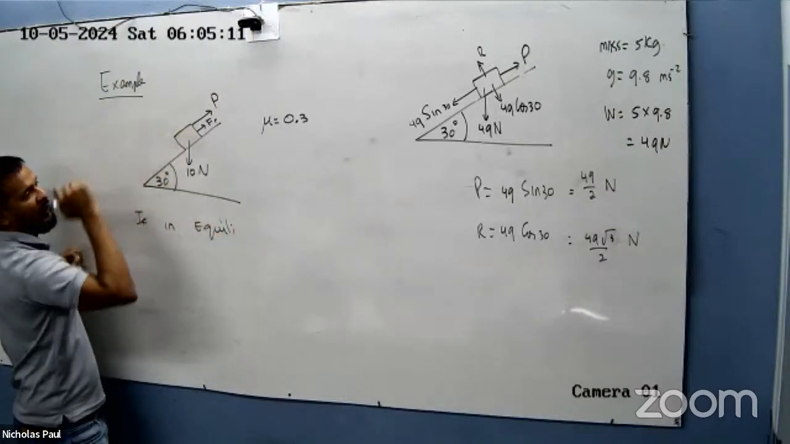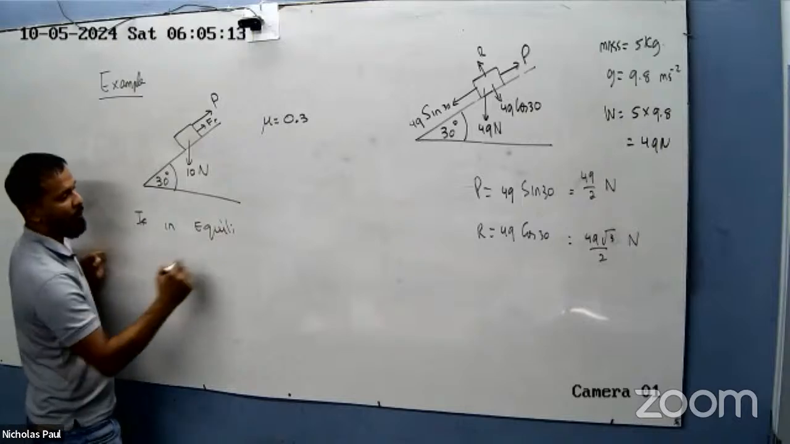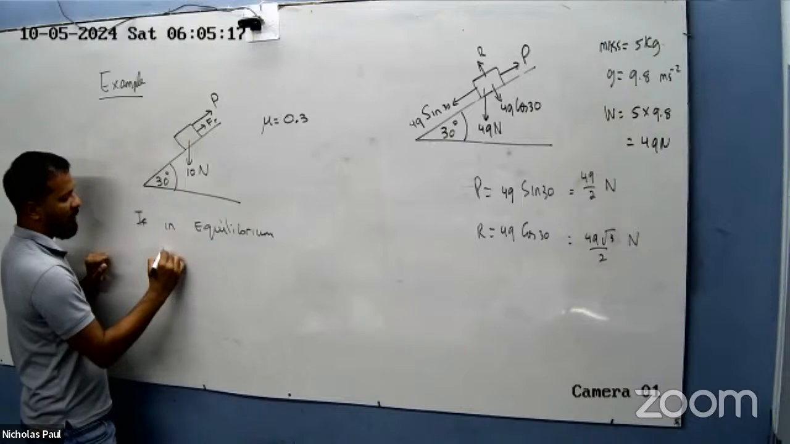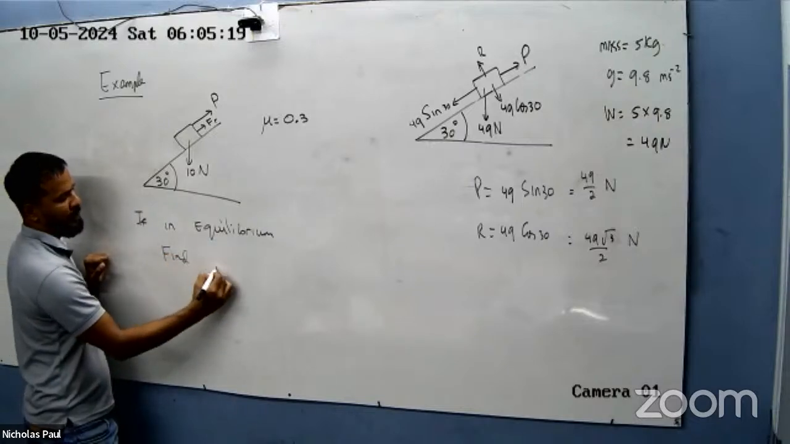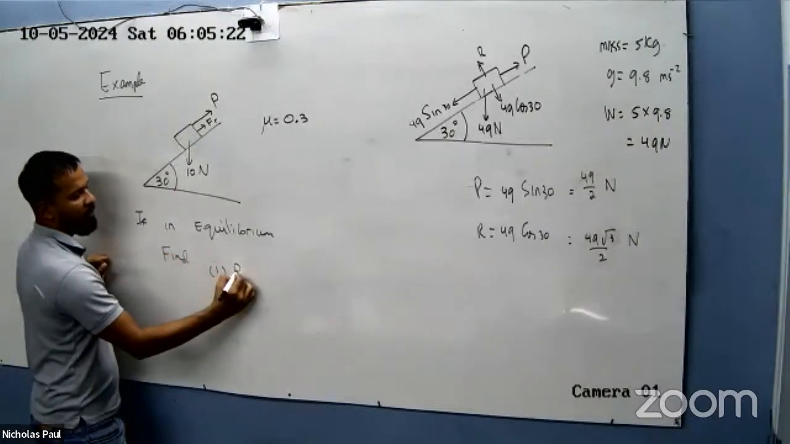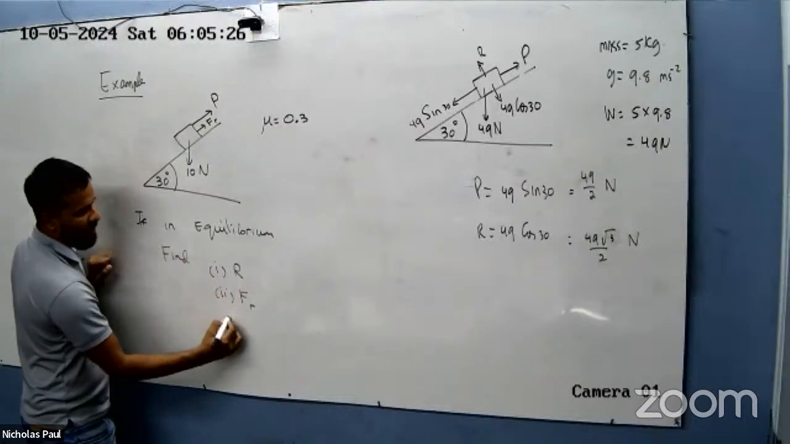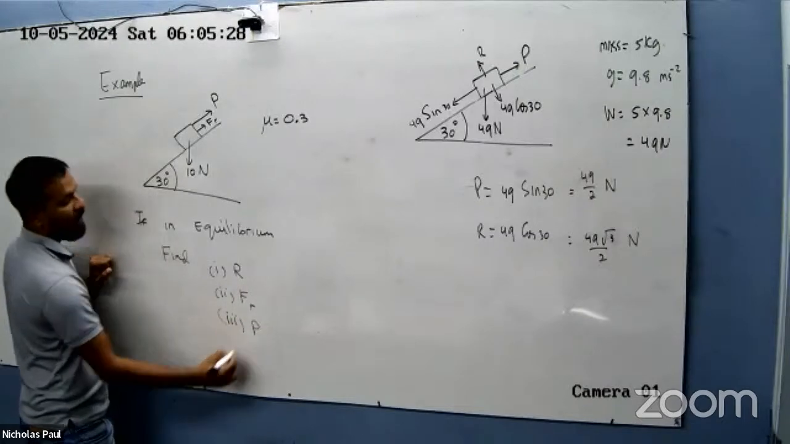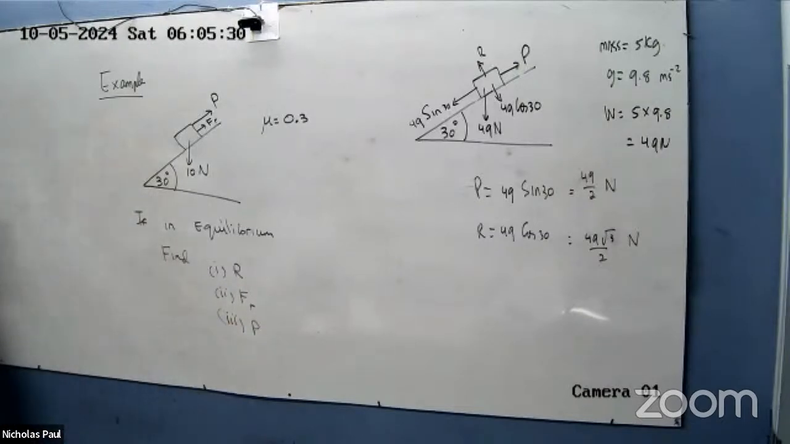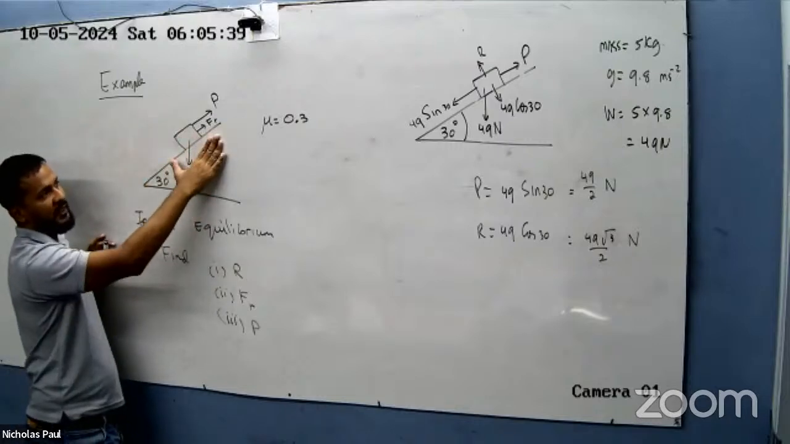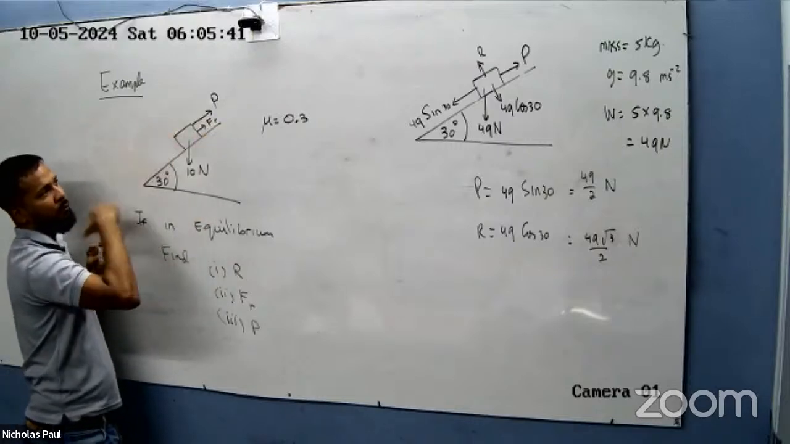So this object is not moving, it's at limiting equilibrium. Right? So if this system here is in equilibrium, I want you to find three things for me. Find R, find the friction, FR, and then find the force P to keep it in equilibrium. Very similar to what we just did. So I've given you a scenario here. It has friction acting. Well, it's in limiting equilibrium.